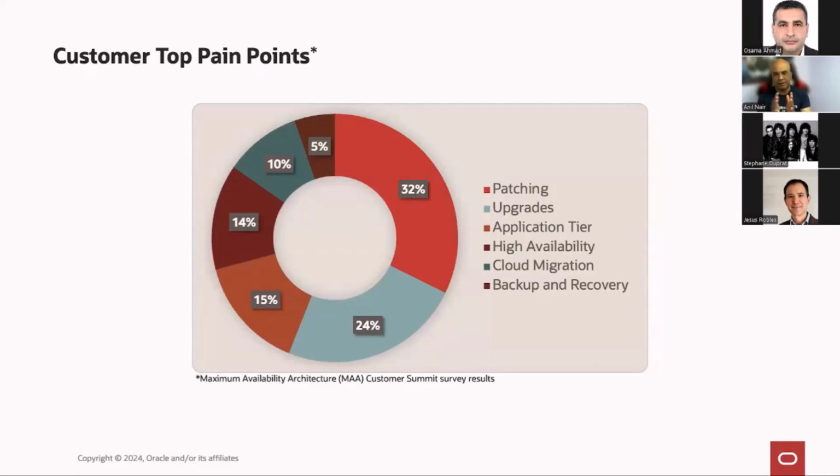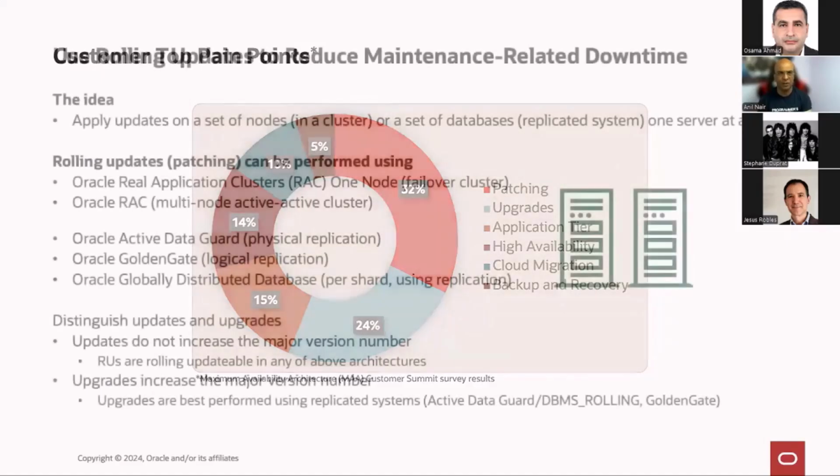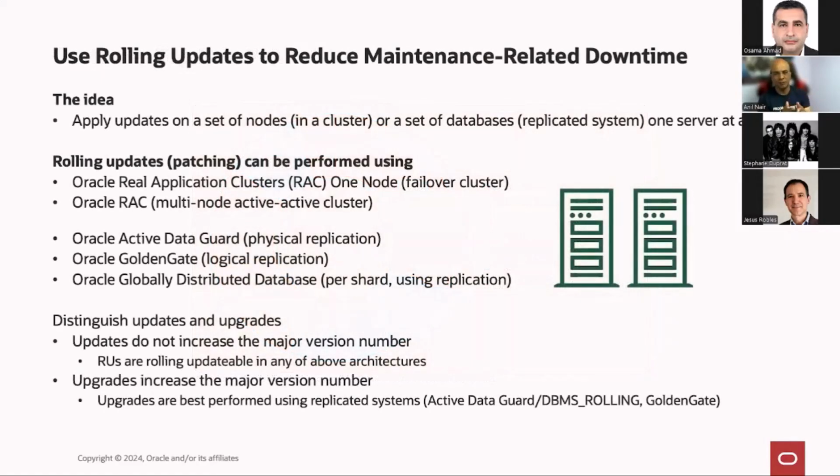What is the problem? I keep saying this because although the other categories seem small, all of the rest are affected. HA is affected because of that. All of these things are affected because of patching and upgrades. So let's learn about what we are trying to do to help reduce your pain points. Let's see what we have right now.